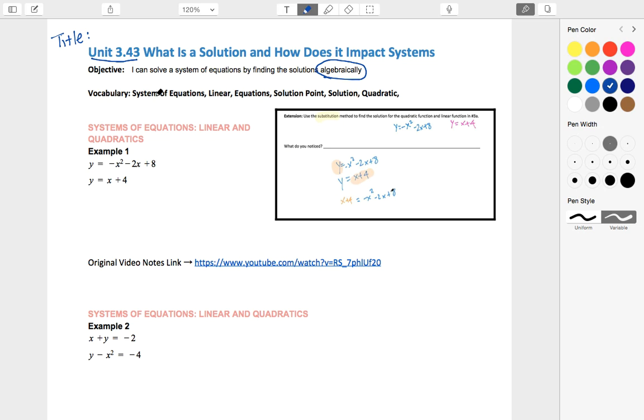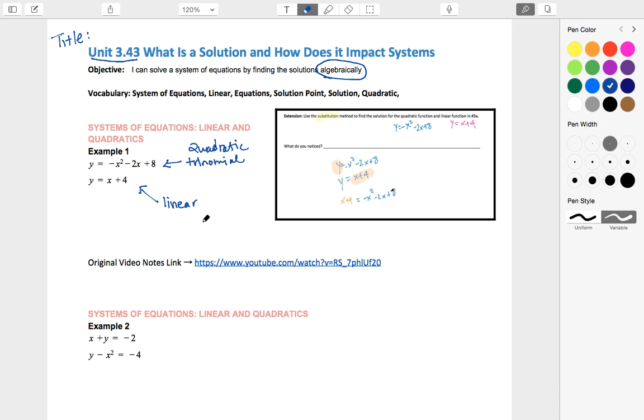Now, the vocabulary that will be used in this video would be systems of equations, linear equations, solution point, solution, and quadratic. Okay, so in this example here, it says systems of equations, linear and quadratics. So right here, this is a trinomial, right? And it's also a quadratic equation. And here we can see that this is a linear equation because it has only one x term and it's raised to the first degree.